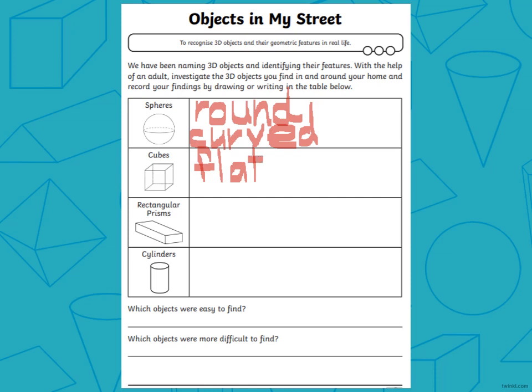Okay, it had pointy edges, didn't it? Pointy vertices, or corners. We can call those pointy. All right. And then it had some straight edges, didn't it? So if we were getting our finger to go along the edges, we might say they're straight.